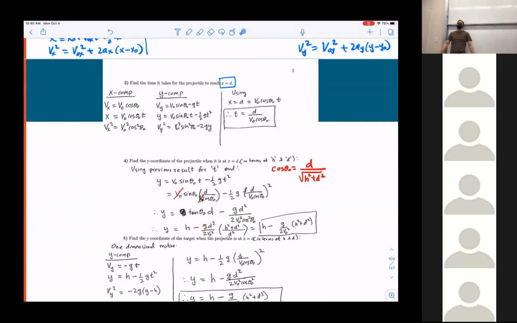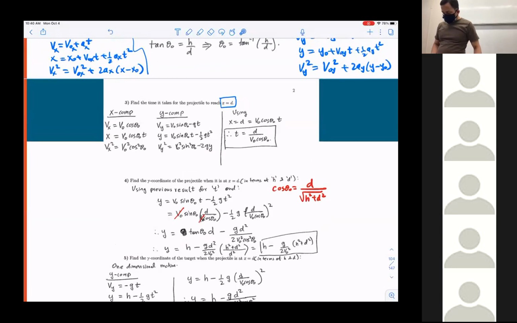So all I've done is taken my launch angle theta naught and rewritten it in terms of h and d, which are the things that you would measure in your experimental setup. So once I plug that in here and simplify it, the d squareds here cancel, you end up with this. That is the height. So you see that it's obviously not going to go directly to the height h, but it's going to be a little bit lower than the height h by that amount.